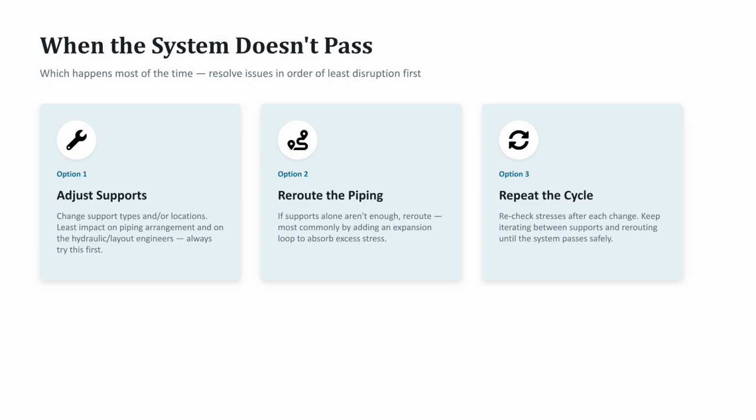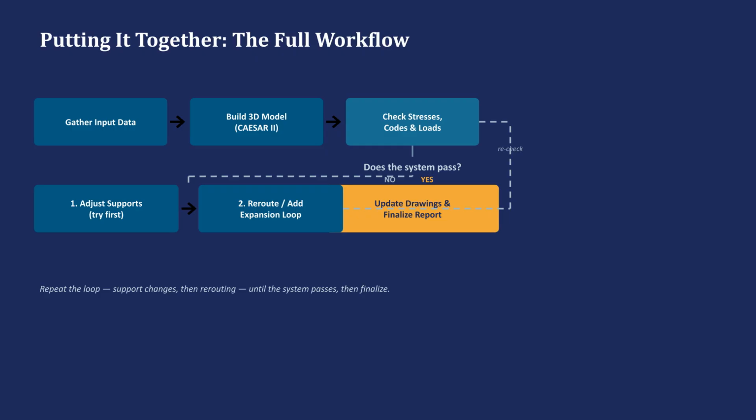Option 3. Repeat the cycle. Recheck stresses after every change and keep iterating between supports and rerouting until the system passes safely. Putting it all together, here's the complete workflow. Gather your input data, build the model, and check stresses. If the system doesn't pass, adjust supports or reroute, then recheck. Repeat that loop as many times as needed. Support changes, then rerouting until the system passes. Once it does, update your drawings and finalize the report.